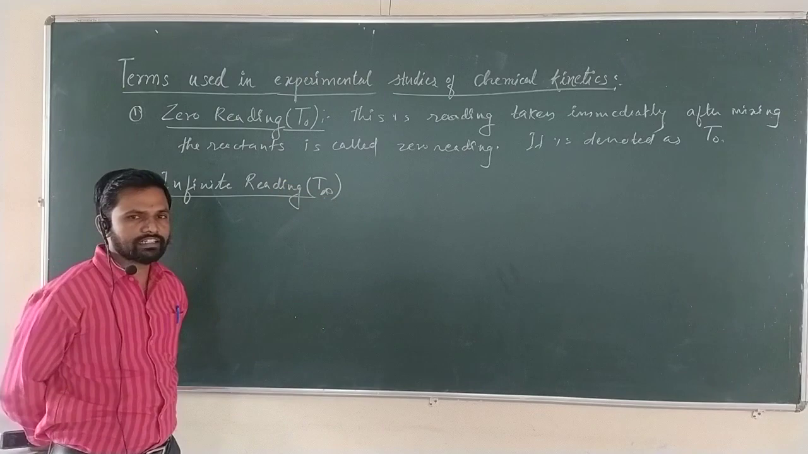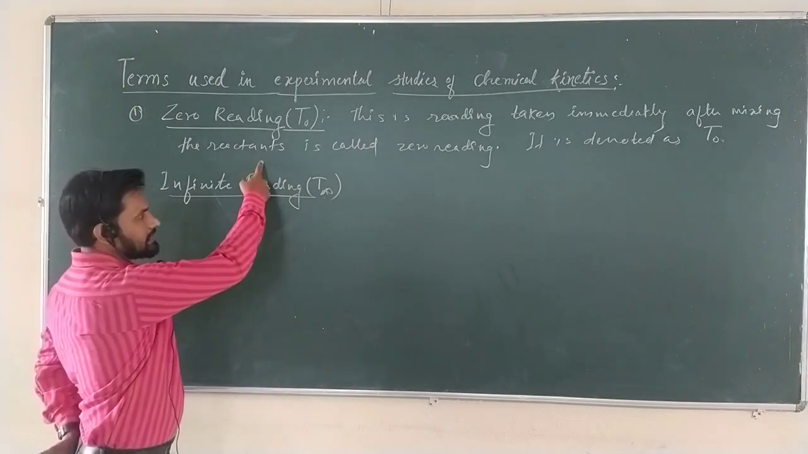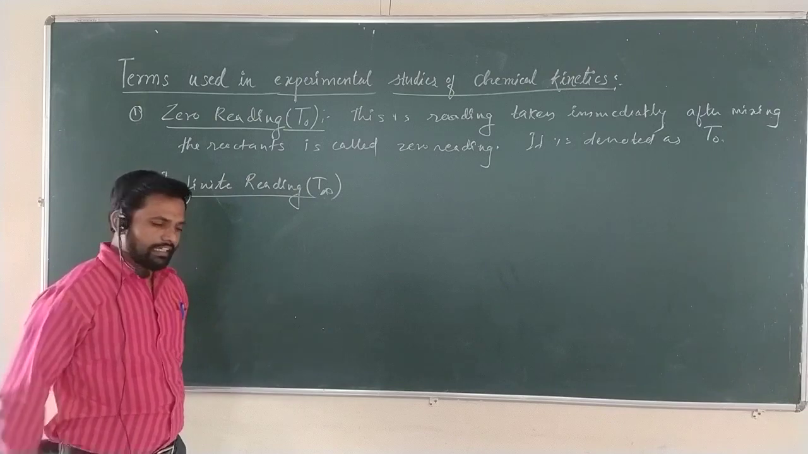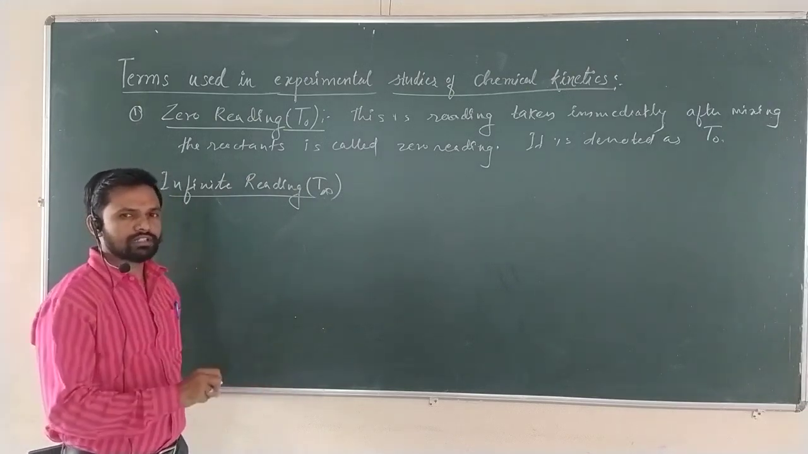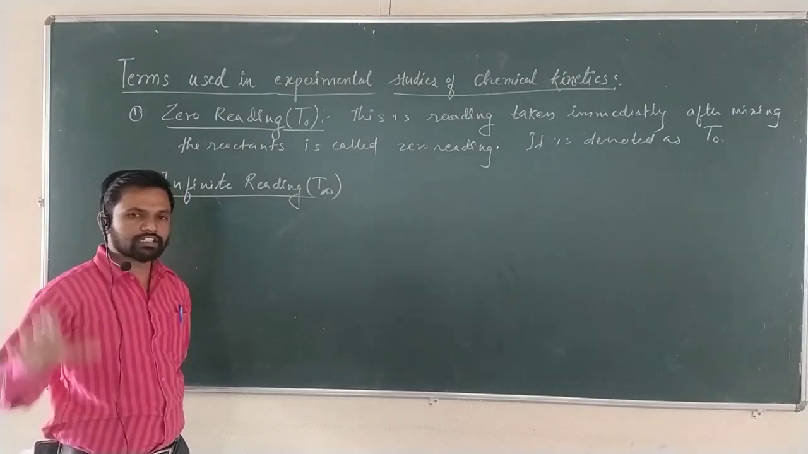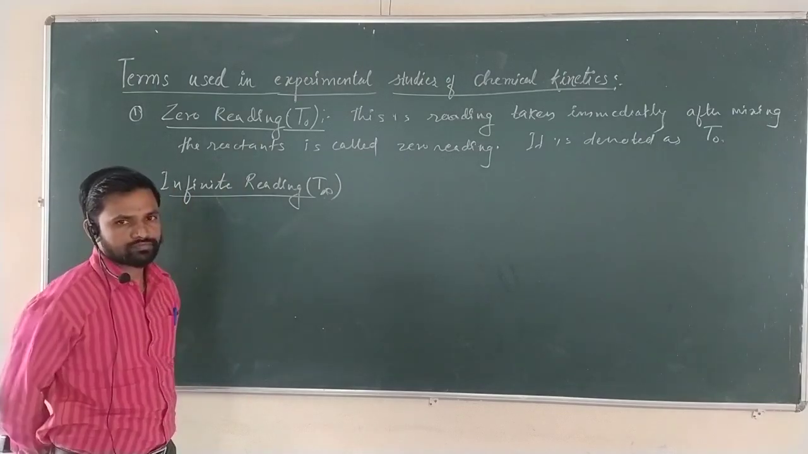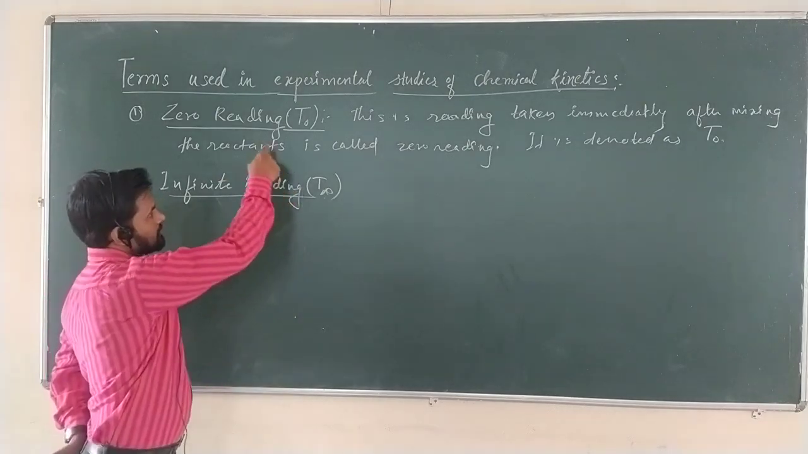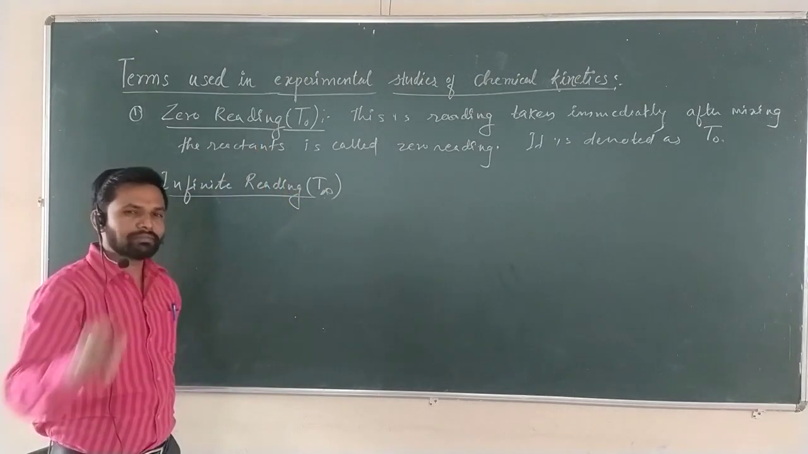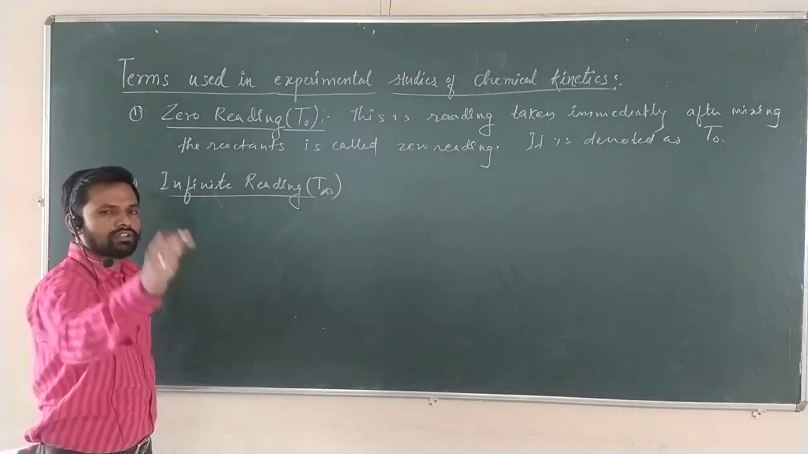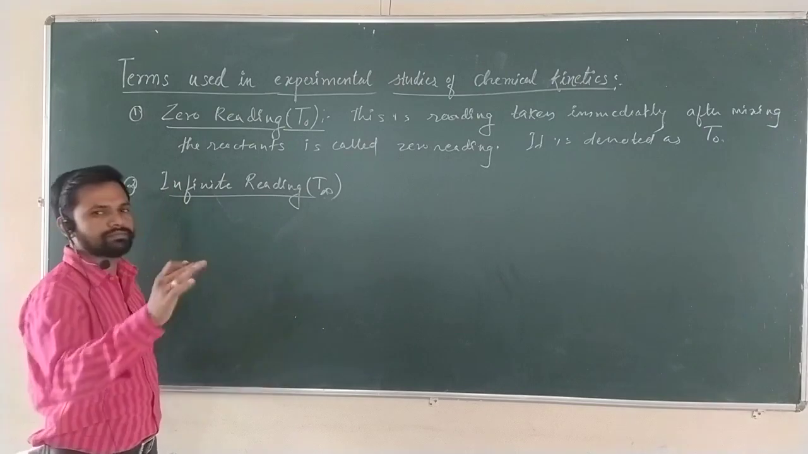What is the infinite reading? Now see, initially the zero reading: as you mix both the reactants, immediately you pipette out some amount and titrate it against a certain titrant, and you get certain readings. That is called the zero reading. After some intervals, when t equal to 0, that is the zero reading. When t equal to 10 minutes, again, the reaction is continuously going on gradually with increase in time.